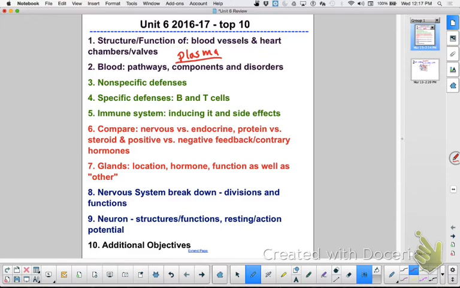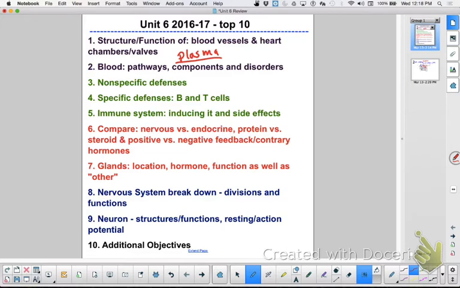Good. All right. I don't think I asked any questions on the disorders of blood. The only one maybe I would ask is, what do you call high blood pressure? Hypertension. Good. All right. So I think we covered everything there.